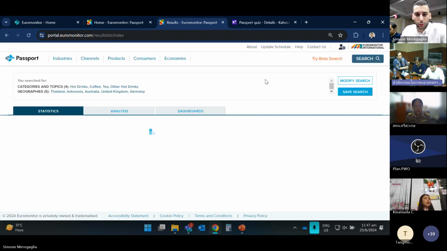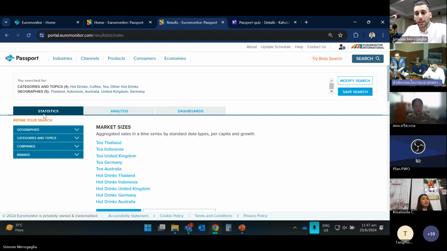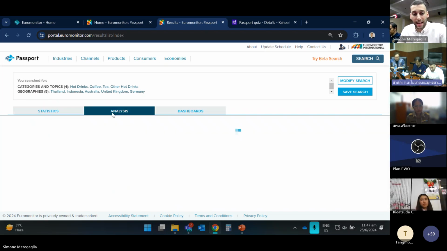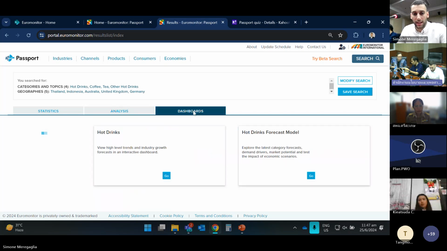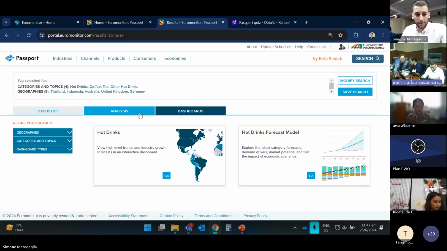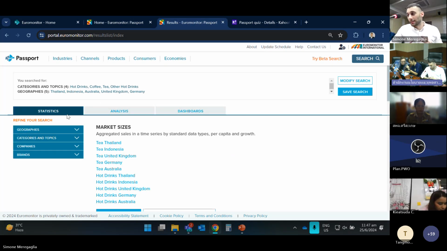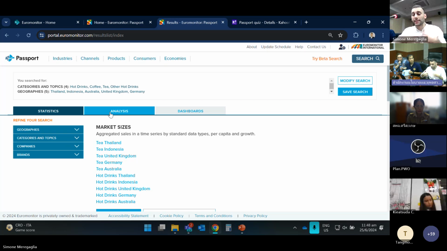And then it brings me to a page where I have 3 pillars of information. One is statistics, one is analysis, one is dashboard. Let me explain what these 3 are. Statistics, just like the word says, means data, means numbers. Imagine a table with numbers. Okay, these are statistics.